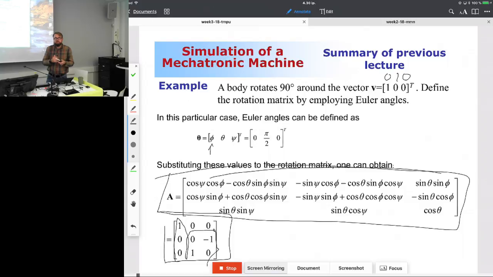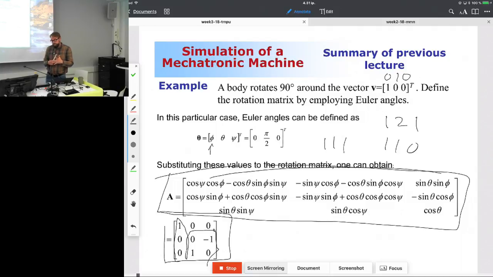Yes, sir. How about if you have a more complex vector, for example, 1, 1? 1, 1. So you're asking about 1, 1, or it could be 1, 1, 1. Okay, so 1, 1, 1. So that's what you're asking. Yeah.